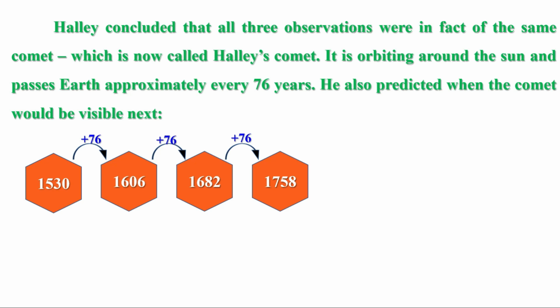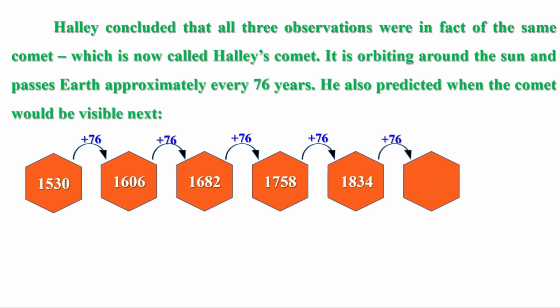Can you tell me when did the comet pass the Earth after that? After 76 years, right? And that is 1758 plus 76, that is 1834. Now, can you tell me when did the comet pass the Earth after 1834? Again, after 76 years, right? So, when was it? 1834 plus 76, that is 1910. Now, when did it pass after that? Again, after 76 years. Can you tell me when was it?